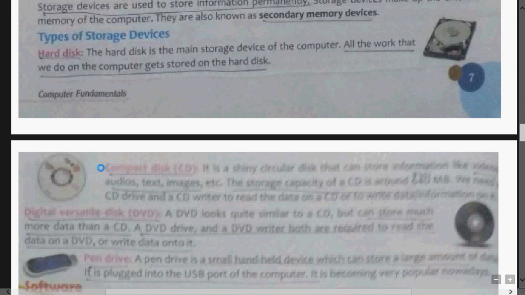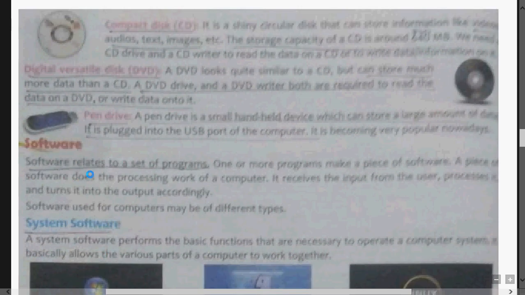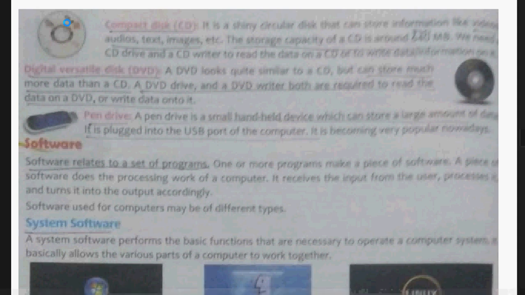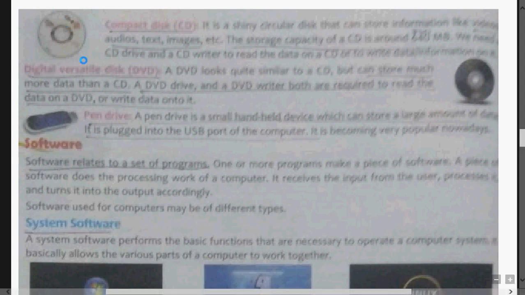Next one, the CD, that is known as the compact disk, and it stores the image, video, audio, text, etc. And the size generally that we get in the market for the CD is 720 MB, means generally we get the CD with the size of 720 MB in the market.